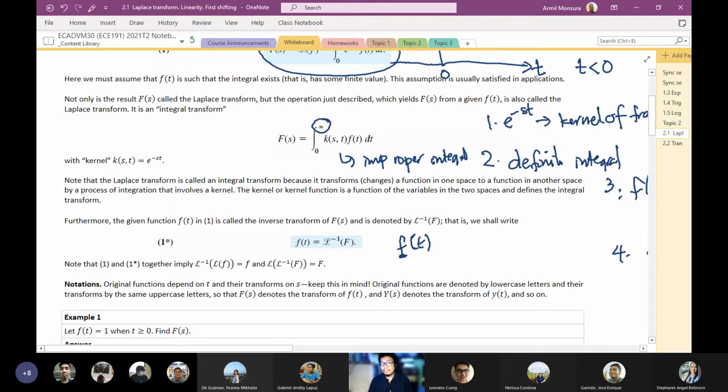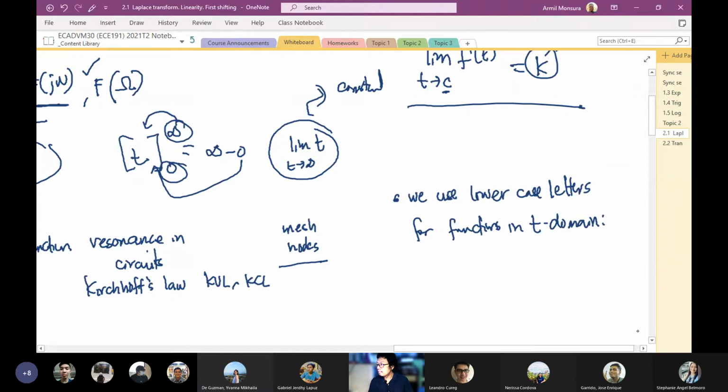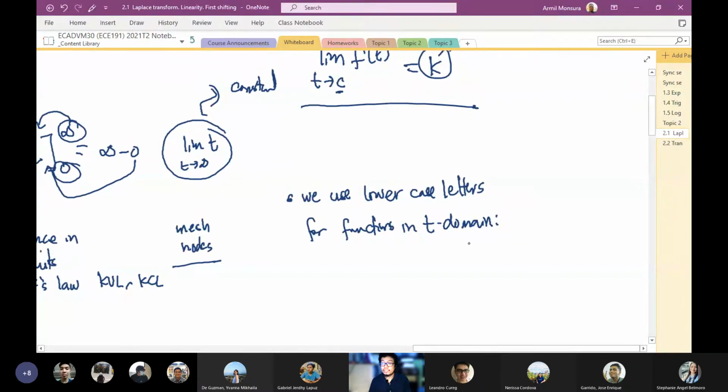Now, here is the thing to remember in terms of notation. We use lowercase letters for functions in the T domain. Normally, we will use lowercase letters for functions in the T domain, for example f of t, y of t, x of t, and so on.